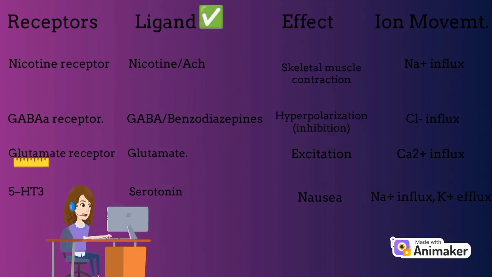The ligand for glutamate receptor is glutamate. When it binds, there is calcium ion influx, leading to excitation. For 5-hydroxytryptamine type 3 receptor, the ligand is serotonin. When it binds, there is sodium ion influx and potassium ion efflux, causing depolarization. This depolarization stimulates the vomiting center.